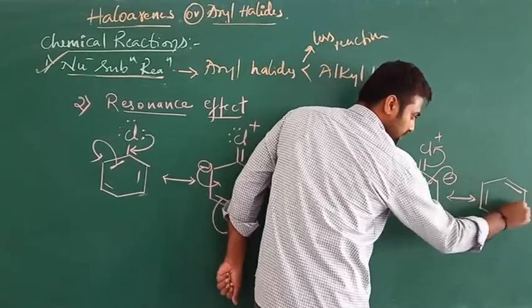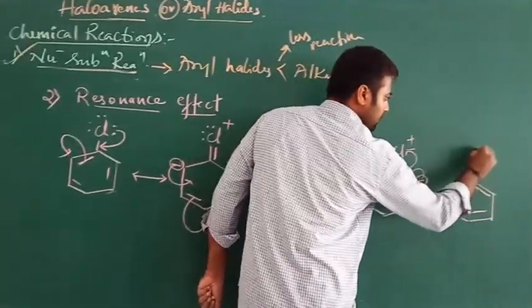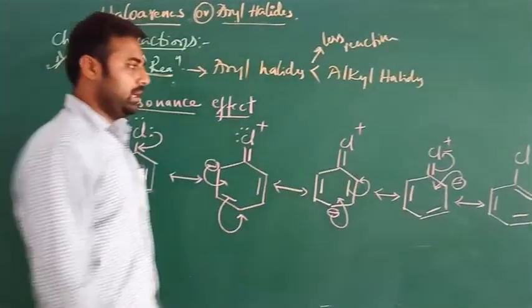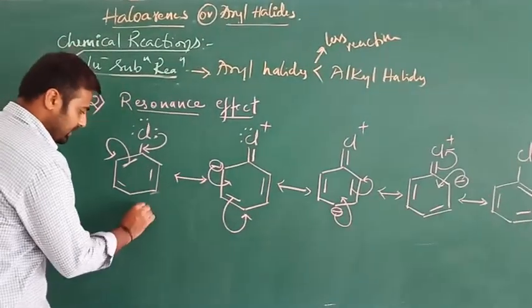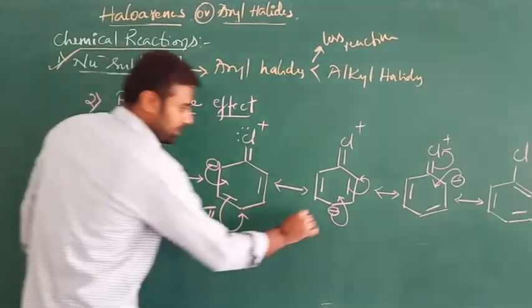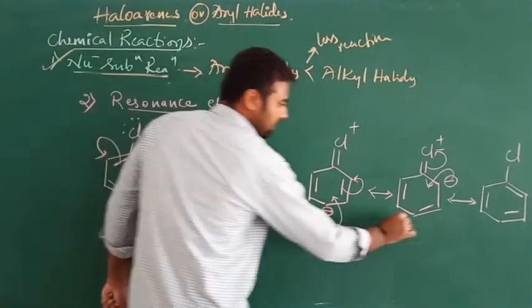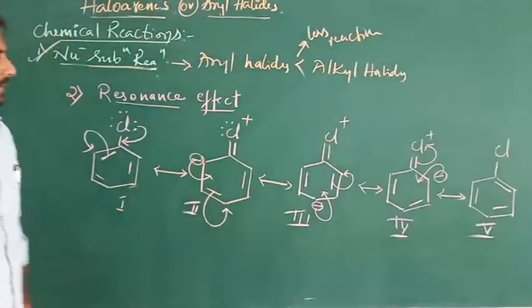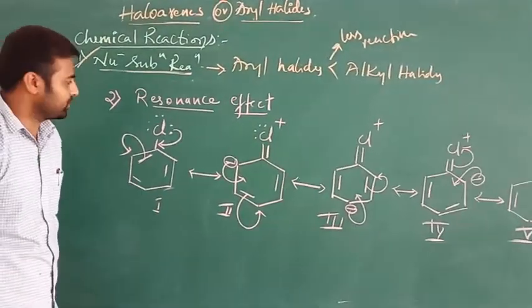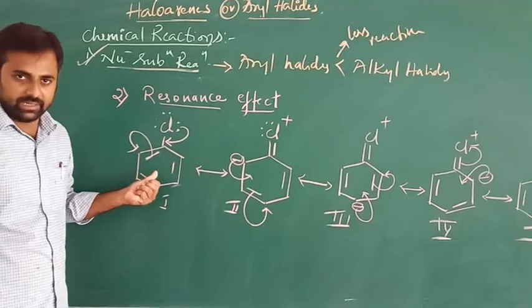there is a bond formed here, and finally it gives the molecule the same as the first molecule, right? These are resonance structure 1, this is structure 2, this is structure 3, this is structure 4, and this is 5, right? These are all the resonance structures of chlorobenzene, right?